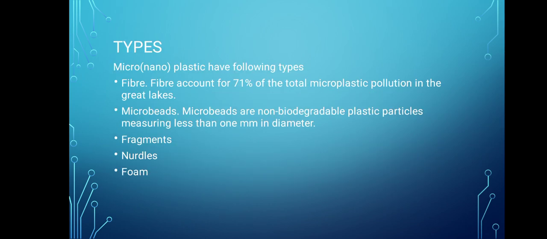Types. Microplastics have the following types. Basically, micro is the primary and nano is the secondary, so they have the same types, like fiber. Fiber accounts for 71% of the total microplastic pollution in the Great Lakes.